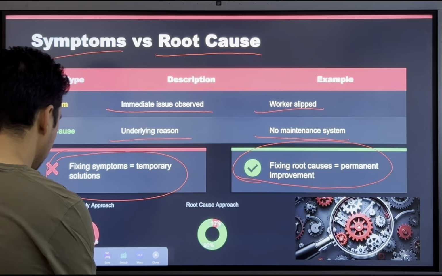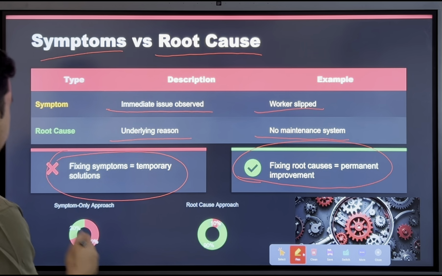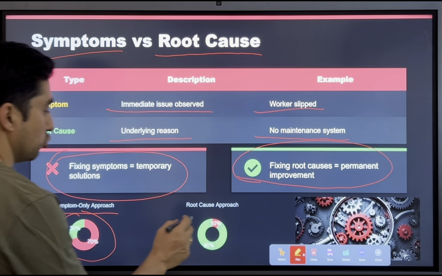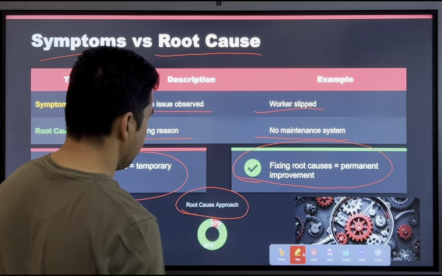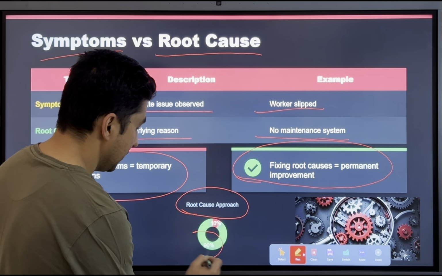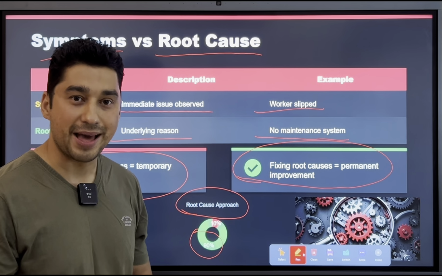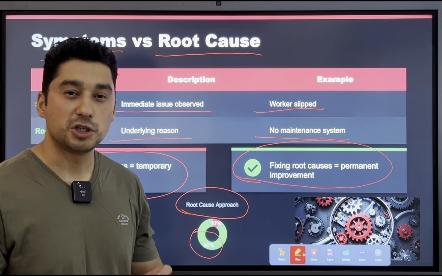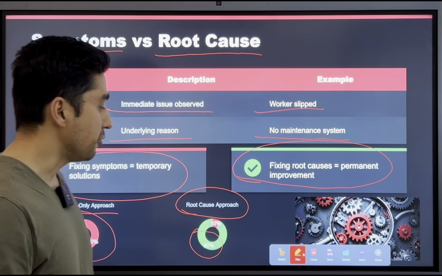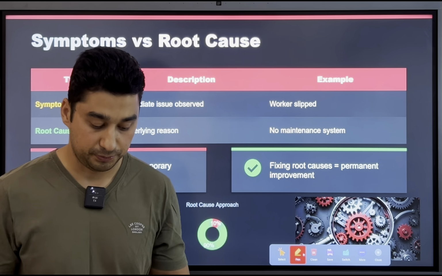When you are using the root cause approach, here you can see the symptoms-only approach at 30 to 70, and the root cause approach at 10%. If you fix the root causes, your problem will be solved 90%. The remaining 10% is human error and other things which are beyond your control. But if you fix the root causes, 90% of your problem will be sorted out.